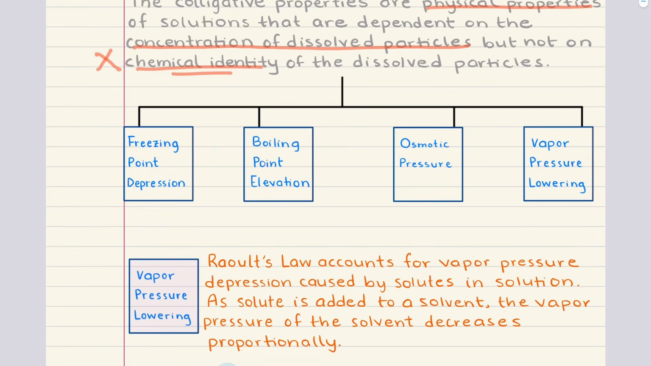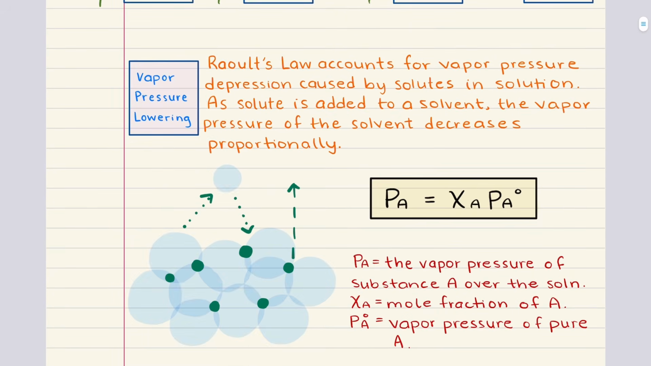The four main colligative properties are vapor pressure lowering, boiling point elevation, freezing point depression, and osmotic pressure. Let's begin with discussing vapor pressure lowering and Raoult's law. To understand this, think first about a pure solvent. At the surface of the liquid, some molecules have enough energy to escape into the gas phase, and at a given temperature, that solvent has a definite vapor pressure.